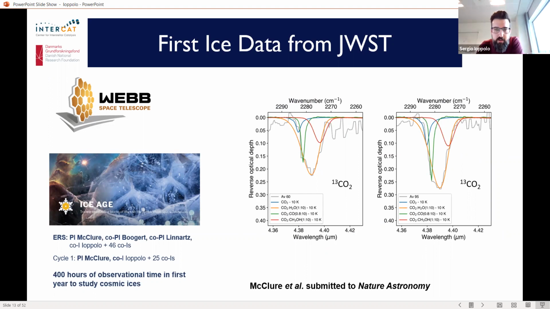And what we can see here, and it's something that I want to point out, is that we fit the profile of the observations not only with pure CO2 ice deposited at 10 Kelvin and acquired in the laboratories, but in order to fit this asymmetric profile, we need CO2 in different environments. We had to use a mixture of CO2 with water, CO2 with CO, CO2 with methanol.